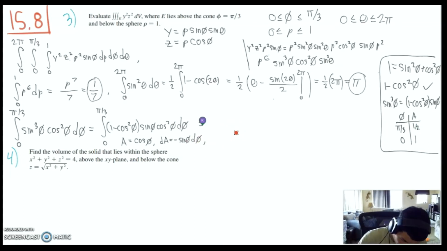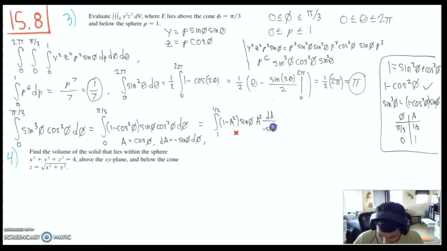So now I can transform this integral into 1/2 times (1 minus a squared) sine phi, a squared dA, and negative sine phi. Oh my god, look at that. The signs go away. And we have an integral purely of one variable.